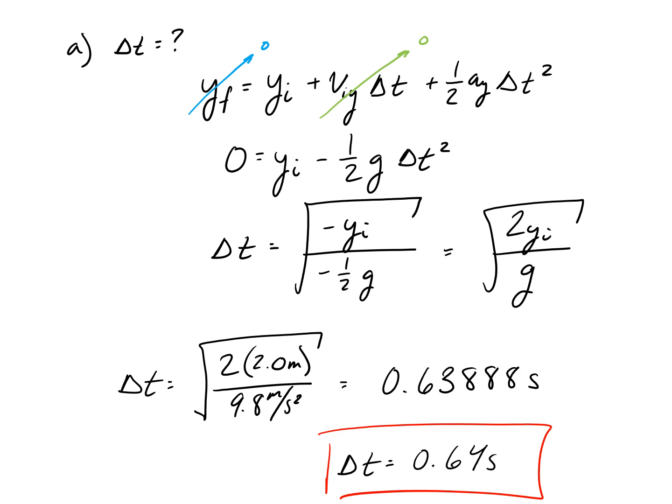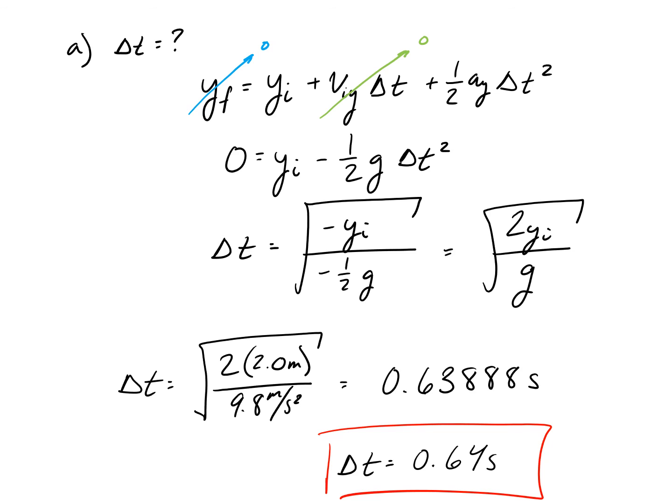In this case, I don't need to use the quadratic equation because my initial velocity was equal to 0. If I had a non-zero value for my initial velocity in the y direction, I would need to use the quadratic equation.